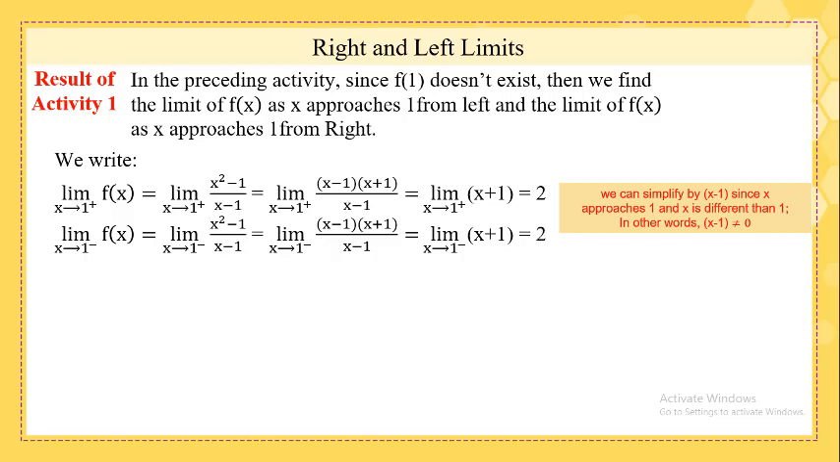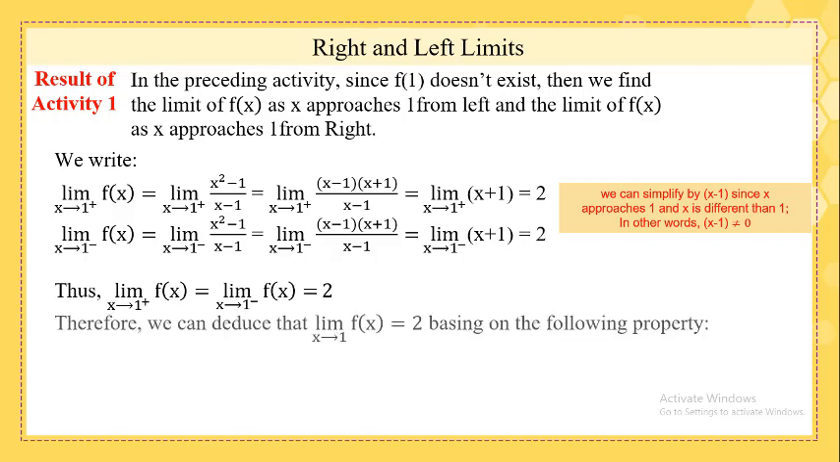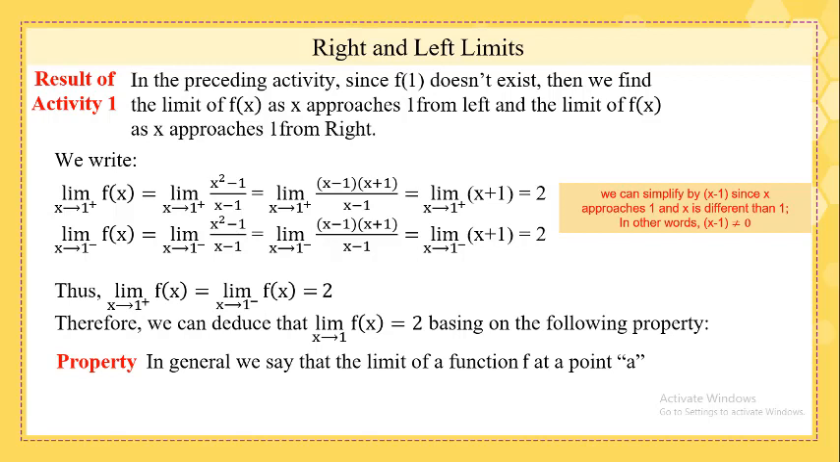Here we simplify x minus 1, which is the condition of our domain. That should not be 0 first, and then we can calculate our limits. We see that the left and right limits at 1 are equal to 2. Then we deduce that the limit of f of x as x tends to 1 is equal to 2 because of the following property.